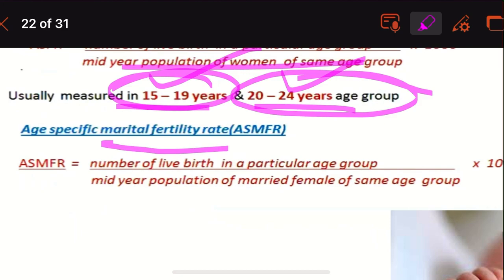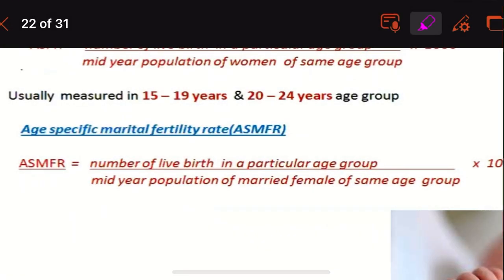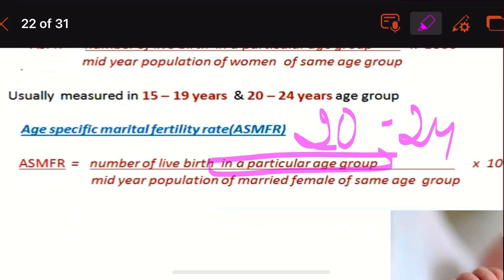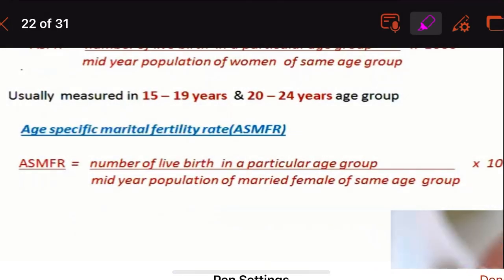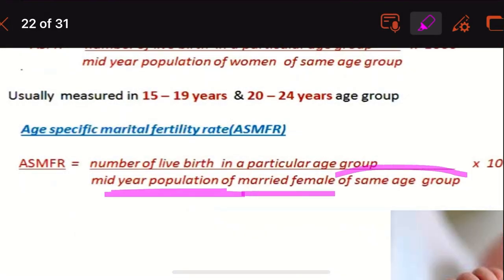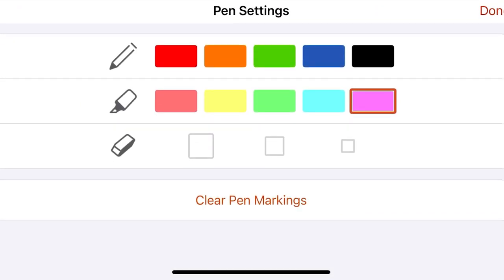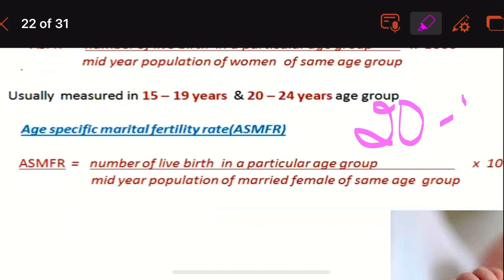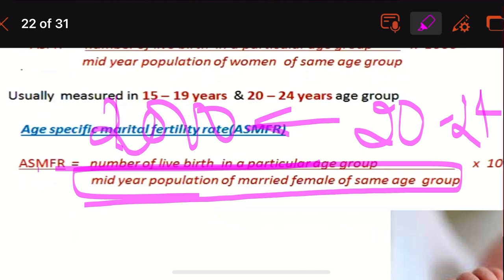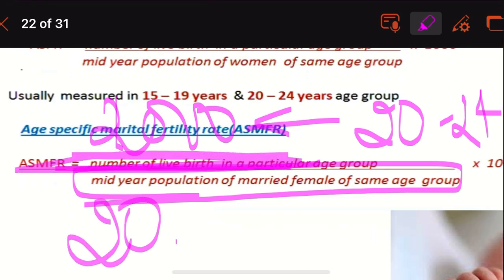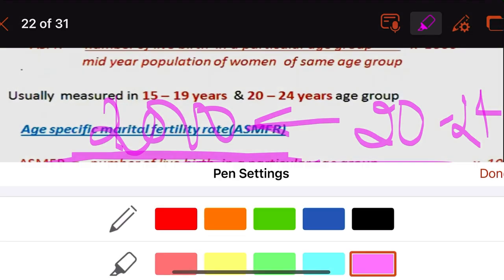Age-specific marital fertility rate. Now, what is this? The number of live births in a particular age group, again, let us consider married women of 20 to 24, divided by the mid-year population of the married females of the same age group. How many live births are given, divided by the total mid-year population of the married females of the same age group. If you're considering the 20 to 24 age group, how many live births were there? Say some 2000 live births, divided by the mid-year population of the married females of the same age group. You have to divide by the total of the same age group, that is 20,000. Let us consider 20,000 women were there, not only 1000, any number.